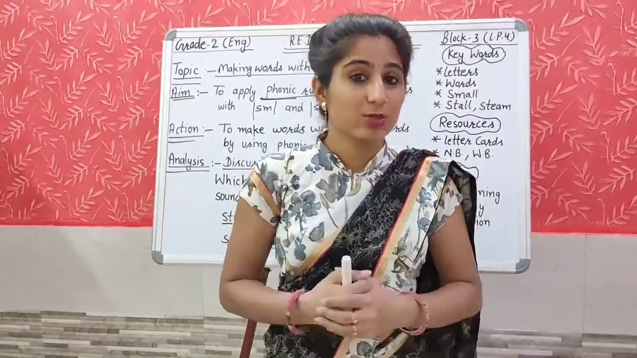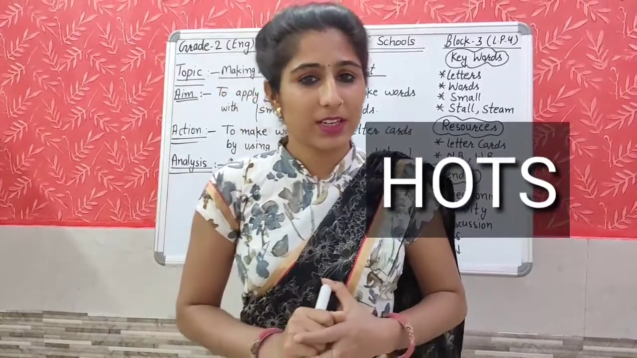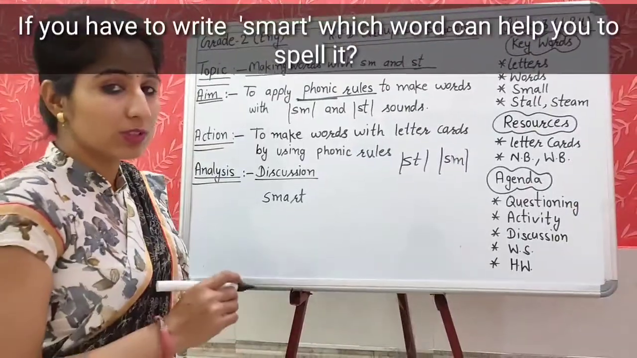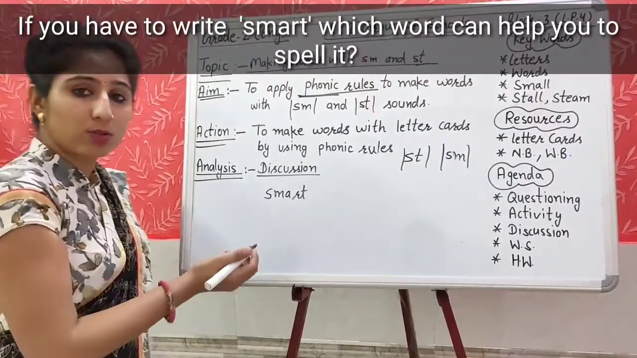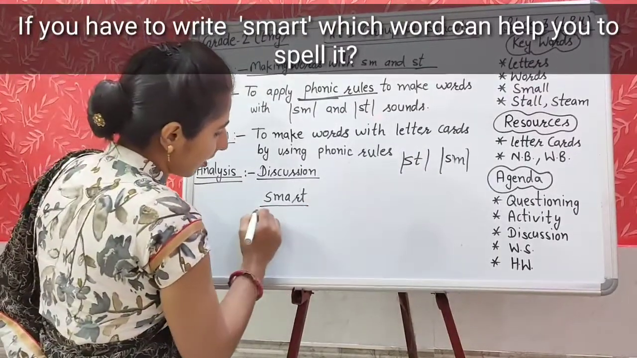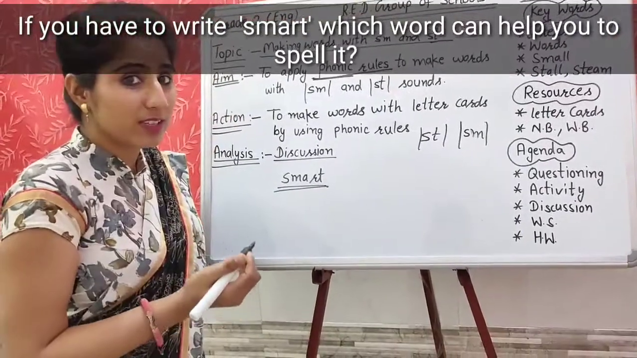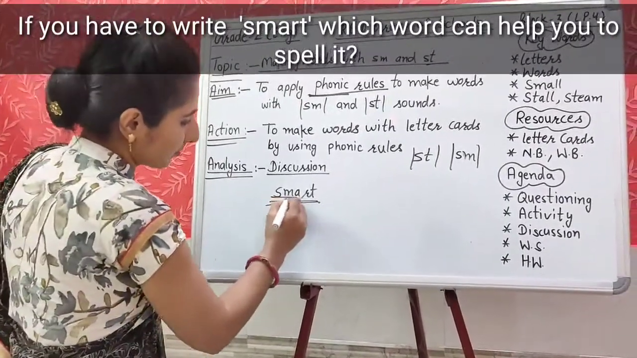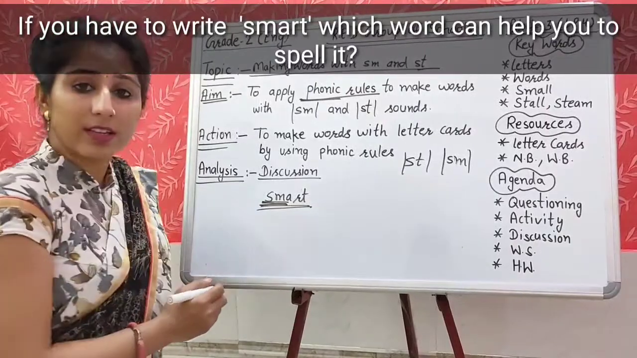Yes students, now it is time for the higher order thinking question. Okay, be ready for the question. Listen to me very carefully. What was the question? If you have to write the word smart, which sound can help you to spell it? Yes, right. The SM. We have used here the SM sound.